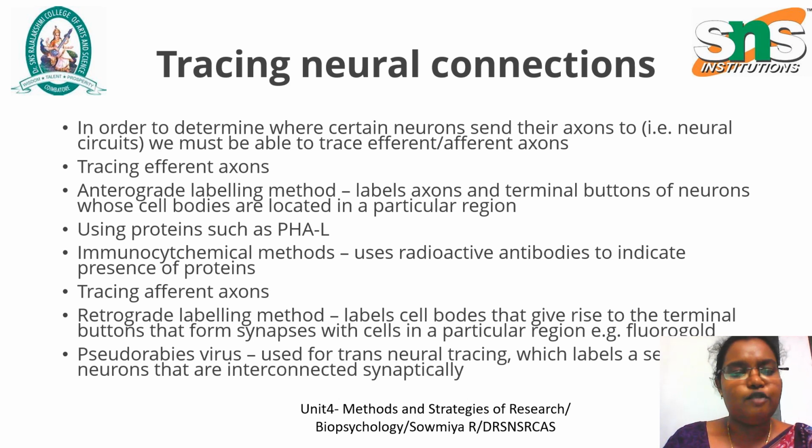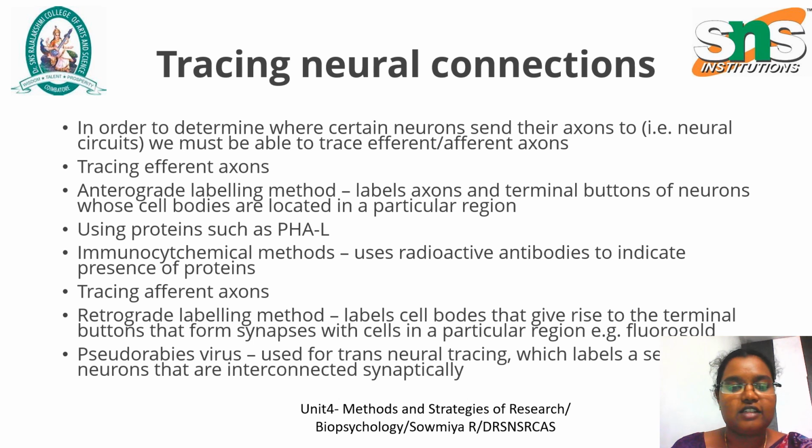Anatomical tracing methods. These methods involve labeling neurons or their processes to visualize their connections. Anterograde tracing. This technique labels the axons of neurons, allowing researchers to trace their projections to target areas. Commonly used tracers include anterograde transport proteins and fluorescent dyes.